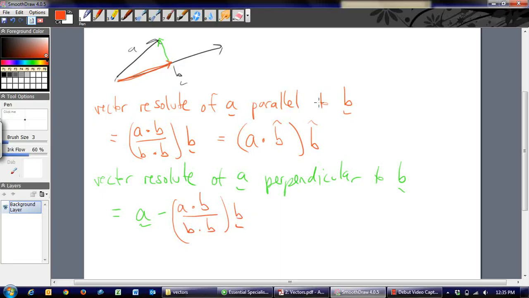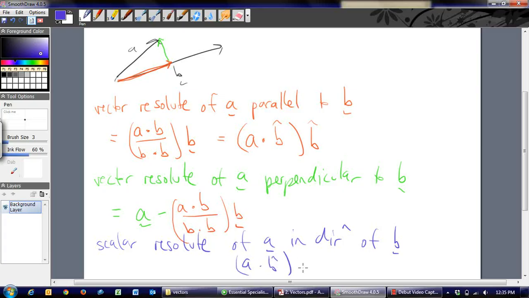Believe it or not, in last year's exam, doing just this was worth 5 marks. It was unbelievable. If you know how to do this and you understand it, it was 5 easy marks. And so that's that. I might just write down the scalar resolute. I'll show you this in class anyway, but the scalar resolute of A in the direction of B is simply A dot B hat. That's just this piece here. It just tells you how much it gets scaled up by.